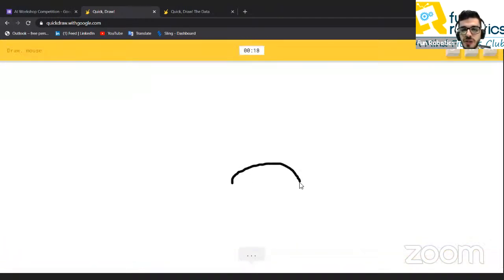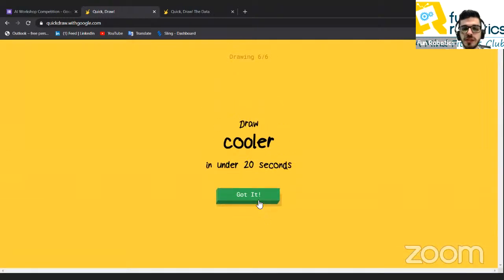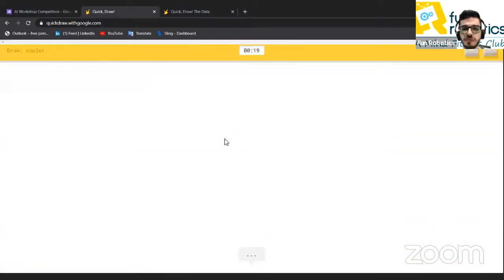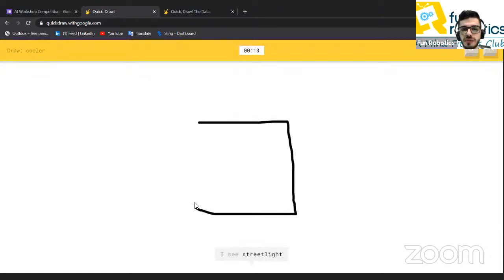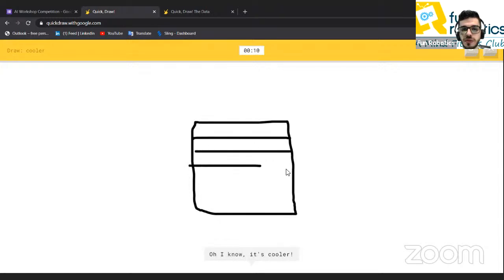Now it's asking me to draw a mouse. I see rainbow. Or keyboard. Oh, I know. It's mouse. It's already guessed it. Next is a cooler, which is a bit tough, and you can actually click here to skip. But I'm not going to do that. I see street light. Or square. So. Oh, I know. It's cooler.